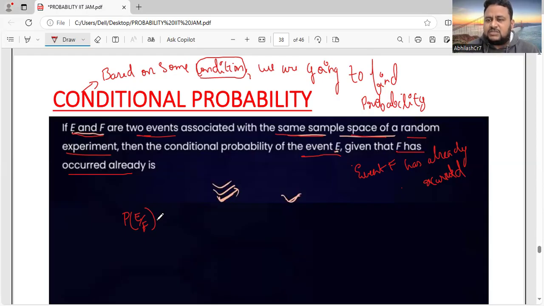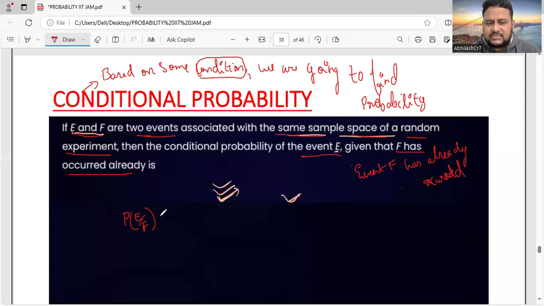With respect to that, what is the probability that another event will occur? Here we are talking about event E occurring and event F has already occurred. So that is given by: whatever event has to occur in the future, we take it as the numerator. The event that has already occurred, we always take it in the denominator.